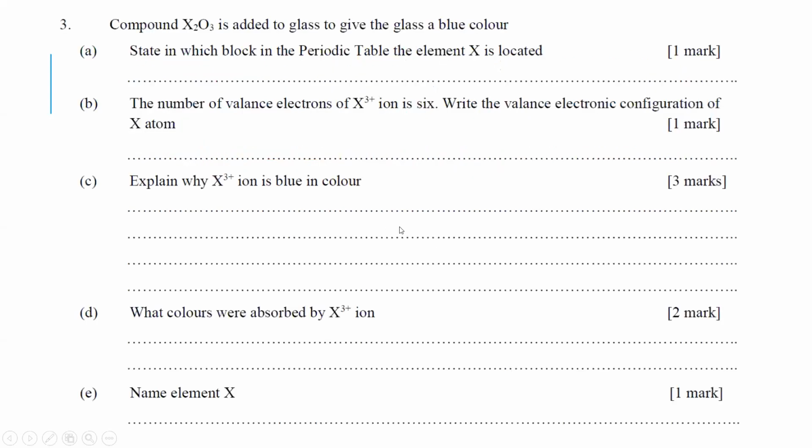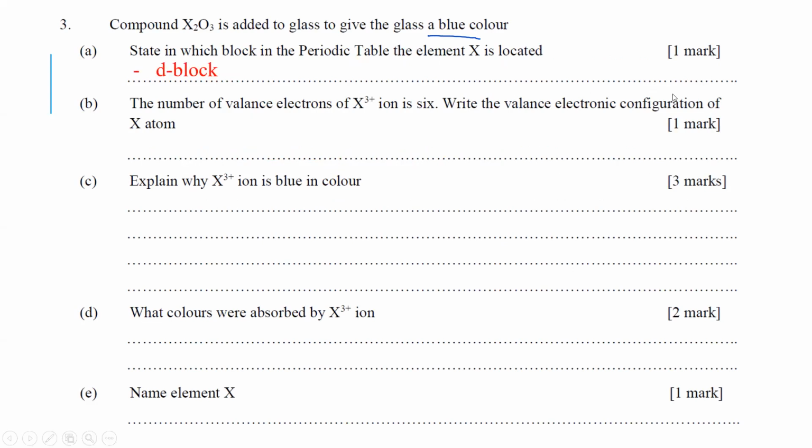Then we move to question number 3. Compound X2O3 is added to glass to give a blue color. This is a very typical color, a blue color. Not many elements can form it in the periodic table, and usually it is cobalt added to the glass to give the blue color of the glass. State which block in the periodic table X belongs to. It belongs to the d block.